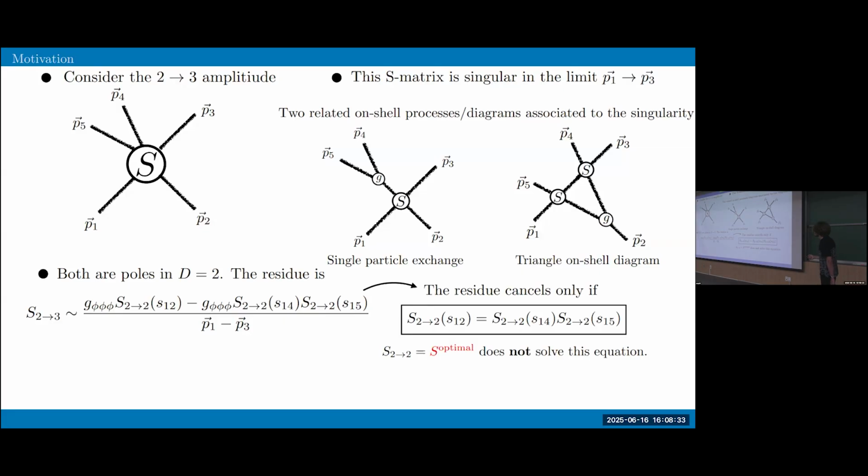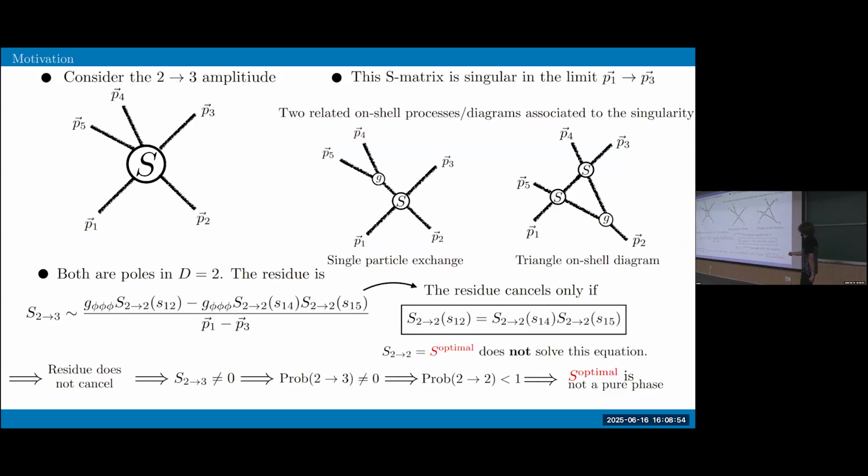So now I'm going to argue that this is a contradiction. Well, if the residue does not cancel, this means that the 2-to-3 amplitude has a pole, so it cannot be 0. If this amplitude cannot be 0, then the probability of 2 particles going into 3 particles is not 0, which means that the probability of 2 particles going into 2 particles is strictly smaller than 1, which means that S optimal cannot be a pure phase, but it is. So it's a contradiction.